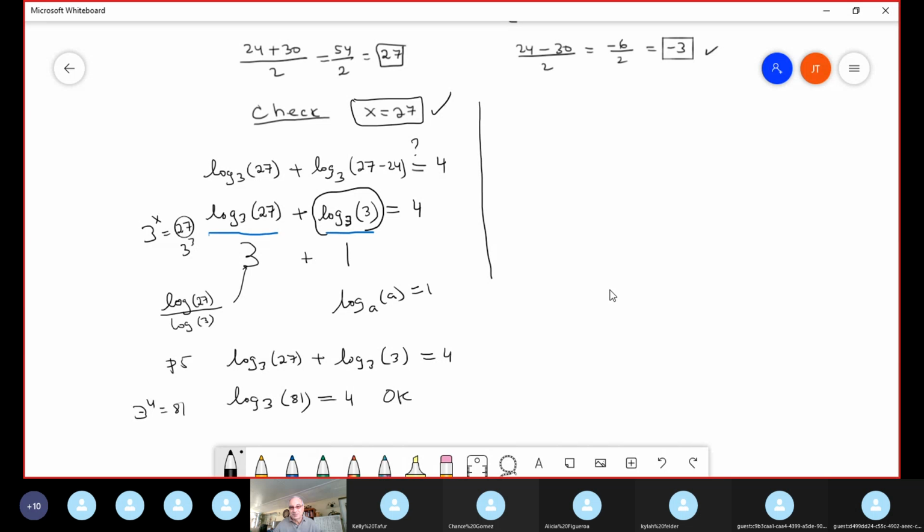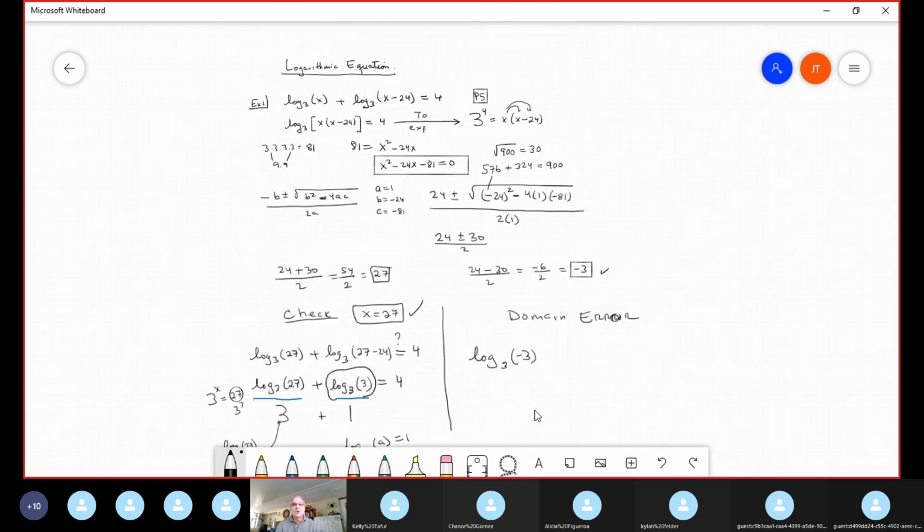27 is super good. Check mark. But -3 is bad. Why is it bad? Because if you try to check it for -3, logarithm base 3 of -3, wow, it's impossible. It's completely out of the domain. Domain error. So what is the final answer in this problem? The final answer is just 27. The solution set is 27. We have only one solution.